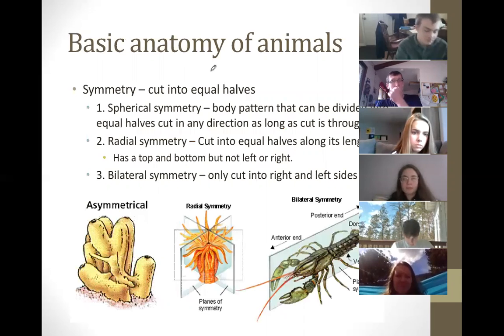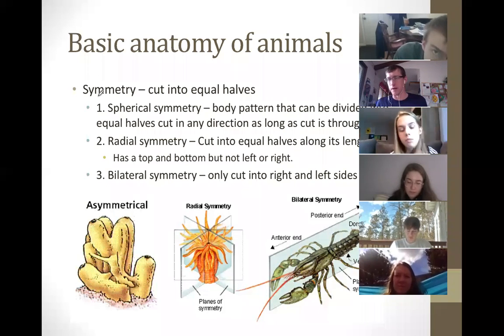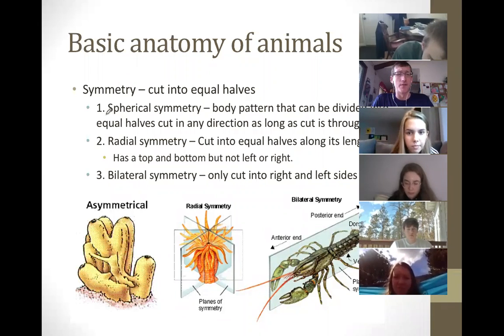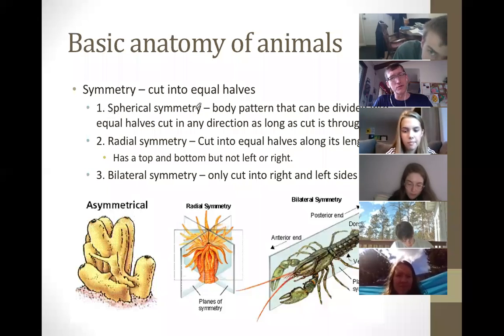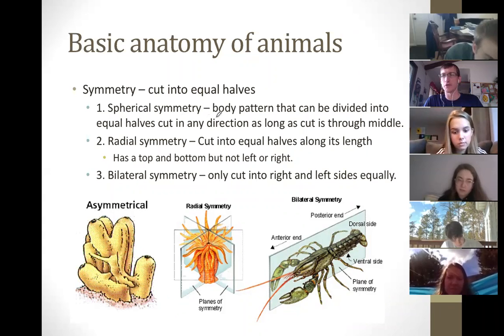Let's talk symmetry before we're done. This is maybe not so simple. Symmetry, for you guys who've taken geometry, is you got the same thing on both sides. That's symmetrical, right? So with animals, there's a lot of different types of symmetry. The first one, spherical symmetry, is pretty rare, but you can have an animal that's a perfect ball, and you can cut it any way you want, but you'll always have a perfect circle.